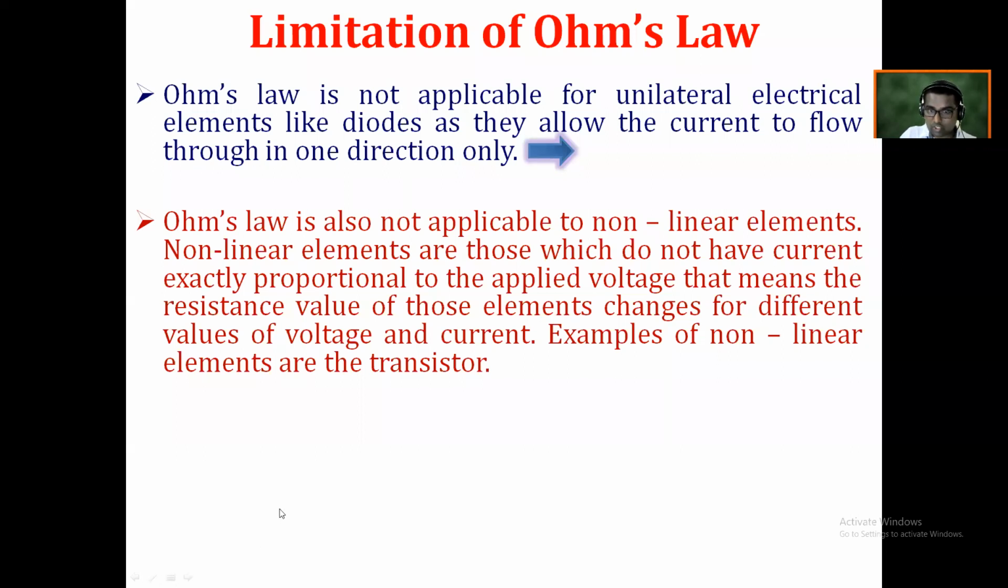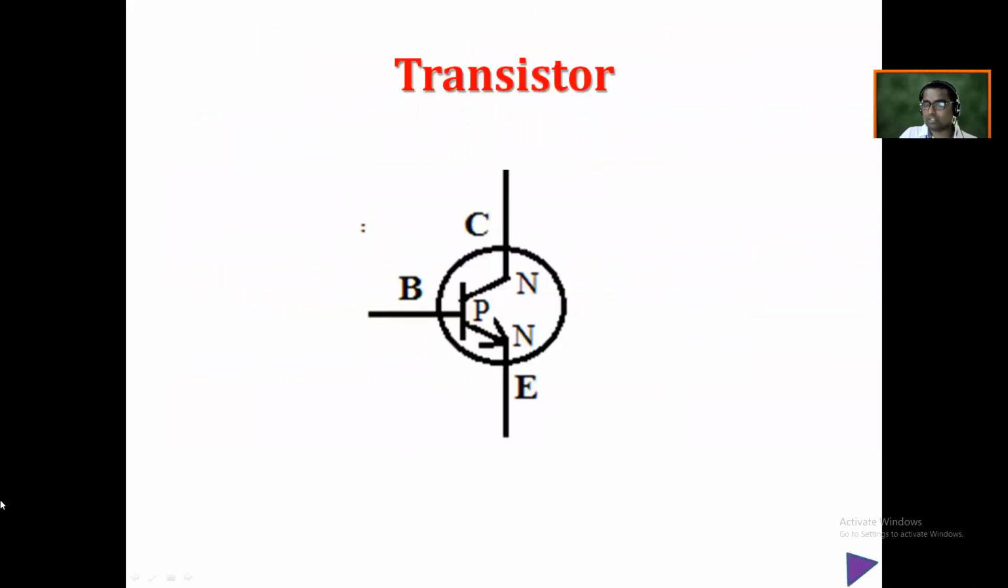For example, transistor, a non-linear element. Now see that. What is that transistor? Let me show the symbol of a transistor. I think you already have a little bit of idea about the transistor. The transistor is a 3-terminal device, and its resistance depends upon the applied voltage. It means that the resistance is going to be changed. And if resistance is going to be changed, definitely we cannot apply Ohm's law.